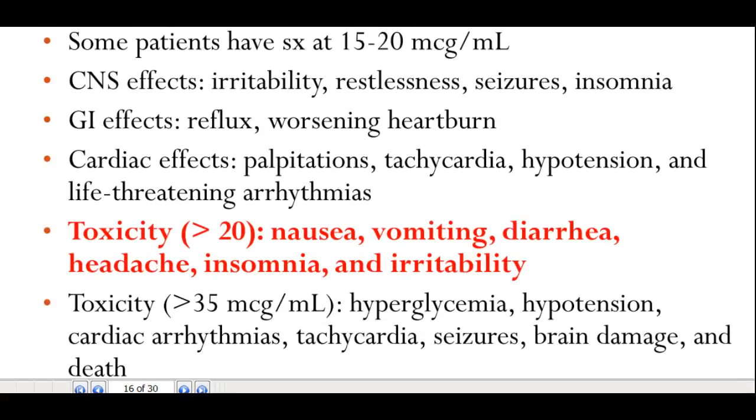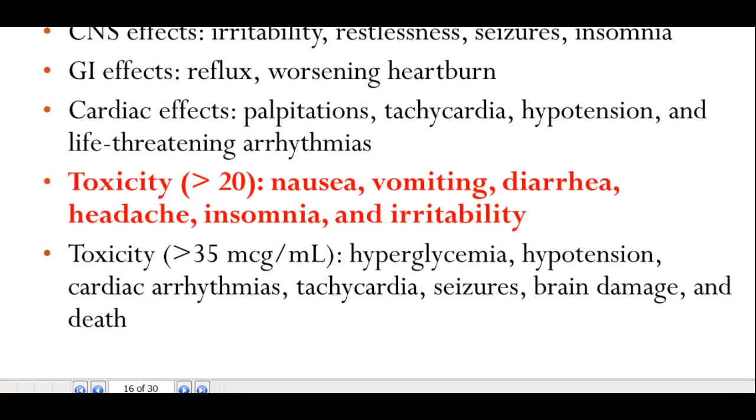So they'll have nausea, vomiting, diarrhea, headache, insomnia, and irritability. Okay? So those are the things you need to know. So if somebody calls up and they're on theophylline, what are you going to do? Are you going to give them advice that, gosh, just schedule an appointment for 2 or 3 days? Or are you going to have them seen the same day and do a theophylline level?